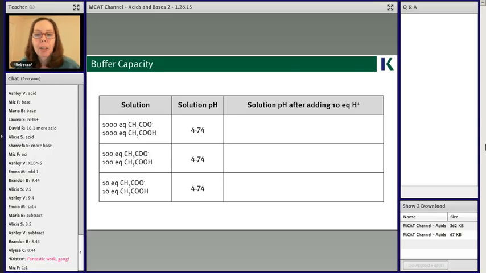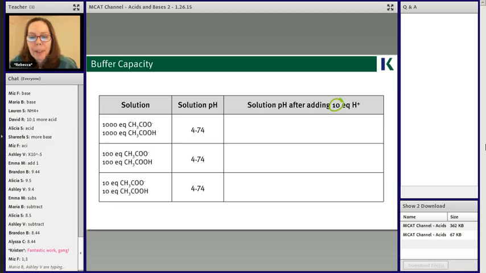So if I have a buffer with 1,000 equivalents of acetate and 1,000 equivalents of acetic acid, my pH equals my pKa. It's 1 to 1. Exactly. So what happens to this particular solution if I add an additional 10 equivalents of H plus to the 1,000 each that are already there? Is that going to mess up my ratio very much at all?